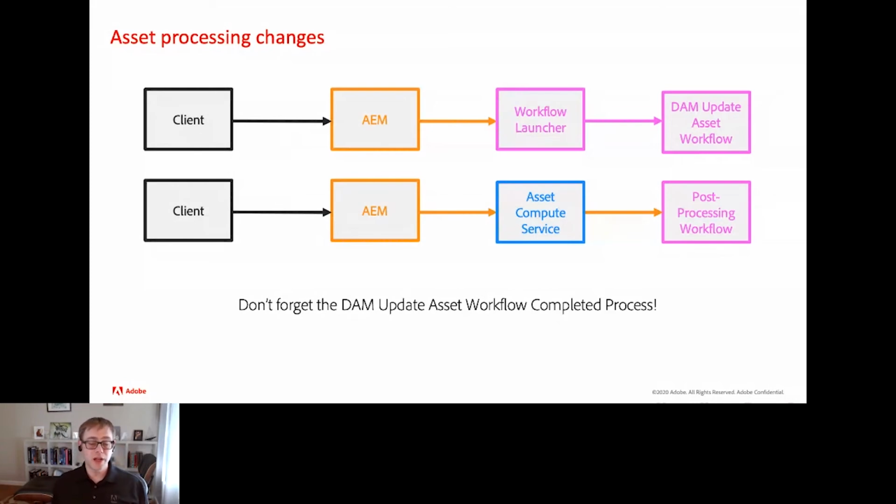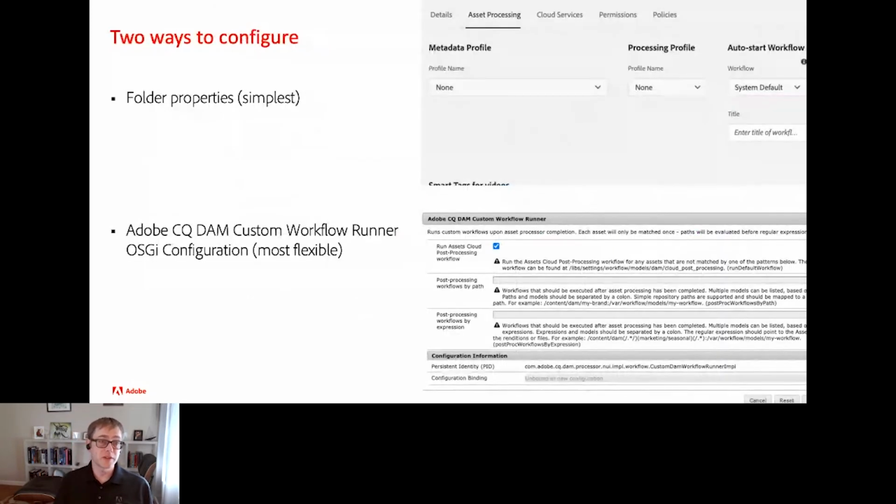Now, if you do have the need for a post-processing workflow, there's two ways you can configure this. The first way and the simplest way is just via the folder properties. So you can go into any folder properties inside the DAM, take a look at the auto start workflow dropdown. You'll see over on the right here, and you can set your workflow there. It'll run it on all assets in that folder and subfolders. Now, again, we do require that you use that workflow step I previously mentioned. So if you're not seeing your workflow here, it's possible that it's because it's missing that step.